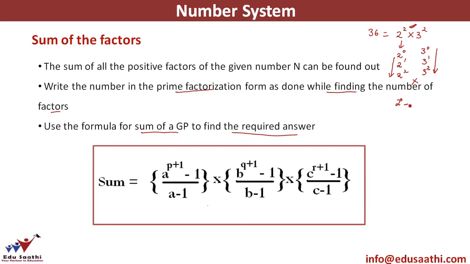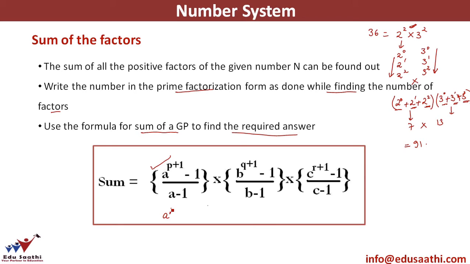So it is (2 raised to power 0 plus 2 raised to power 1 plus 2 square) into (3 raised to power 0 plus 3 raised to power 1 plus 3 square). That is 4, 6, 7, this is 7, and 9, 12 and 13. So 7 into 13 would give me the sum of all the factors of 36, which adds up to give you an answer of 91. This formula is the formula for the sum of GP.